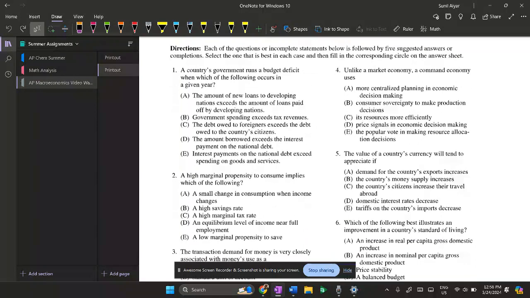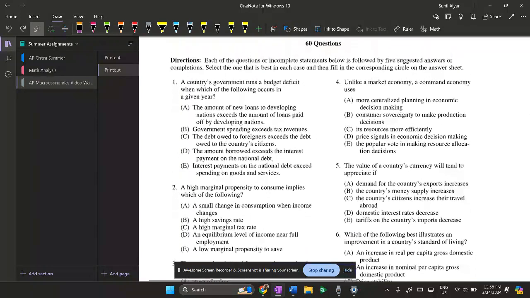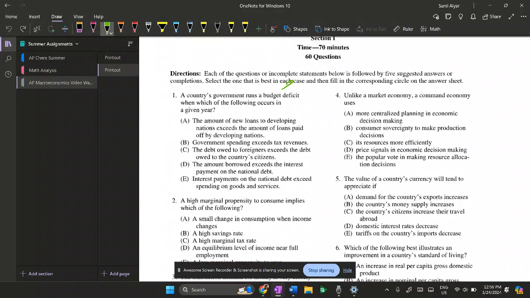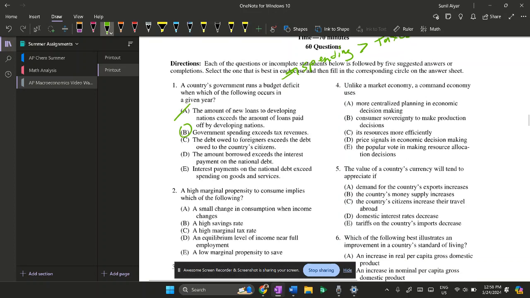Let's start off. A country's government runs a budget deficit in a given year. So budget deficit is just when spending is greater than taxes. So let's look for that. A is not that. B is that.